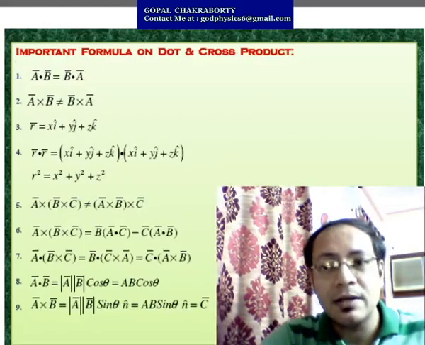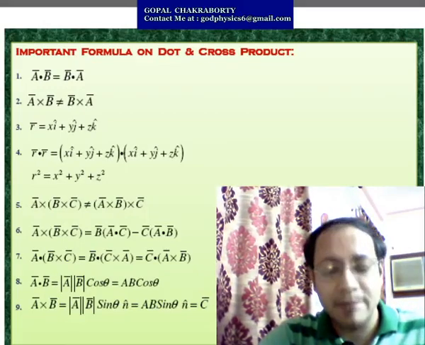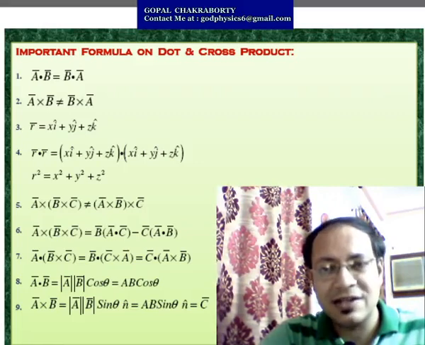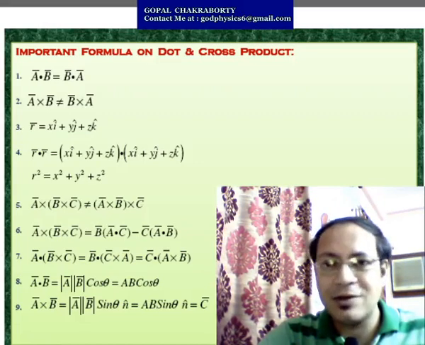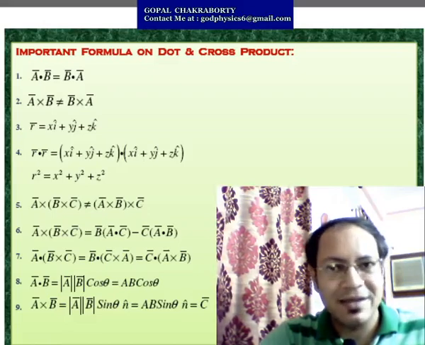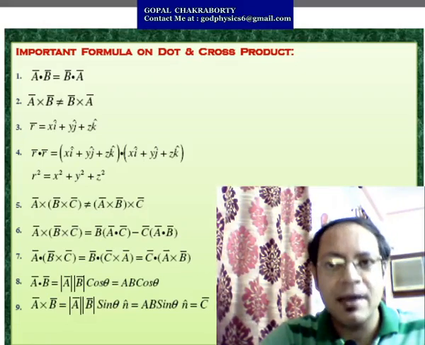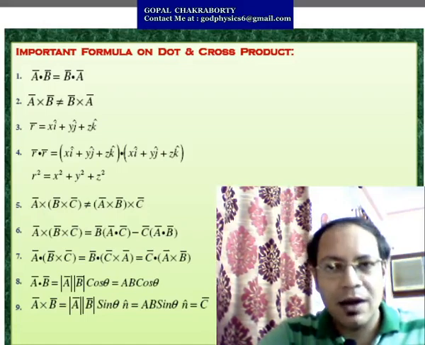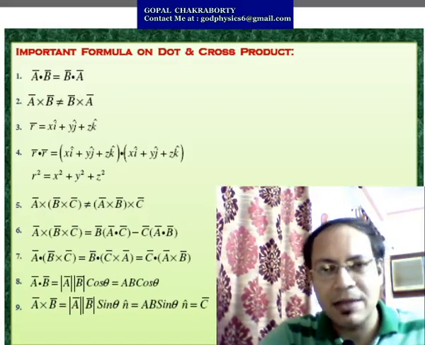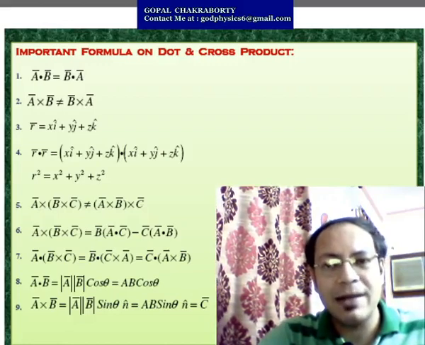Now some of the important formulas are given here, which will help you to solve the mathematics or numericals from this vector chapter. So a dot b always equals b dot a, but a cross b is not equal to b cross a. r is a position vector that will be represented by x i cap plus y j cap plus z k cap. So r dot r will give you r square, that will be x square plus y square plus z square. So the magnitude of vector r will be under root x square plus y square plus z square.